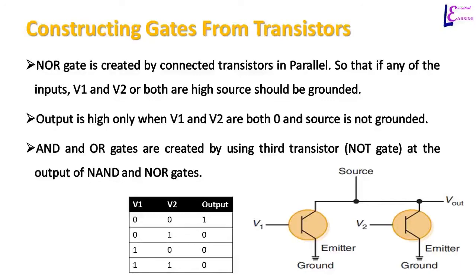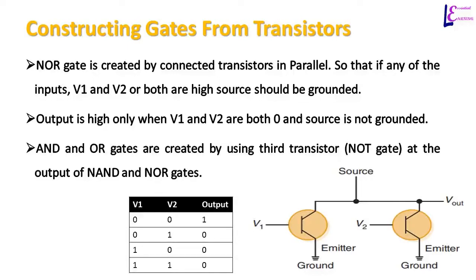NAND gate was created by combining transistors in series. NOR is created by combining transistors in parallel. NOR produces output of 1 if both inputs are 0. So in parallel, transistors output or source will be high only if inputs are 0, because if any of the input or both inputs became 1 or high, source will be grounded and output will become 0. These are the simplest gates to create.